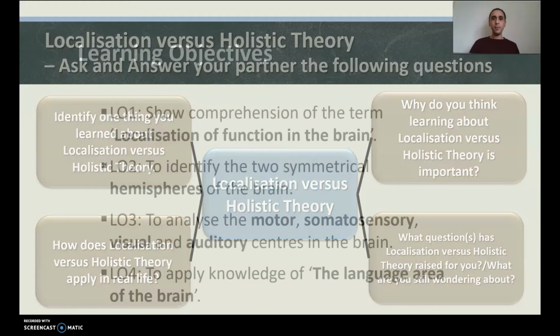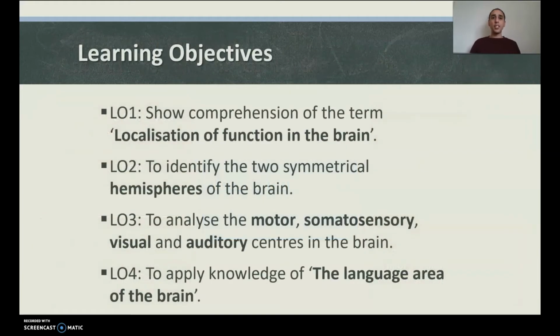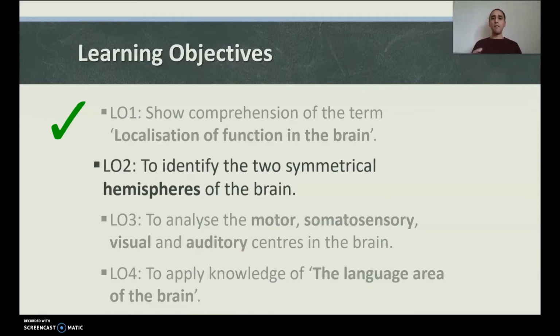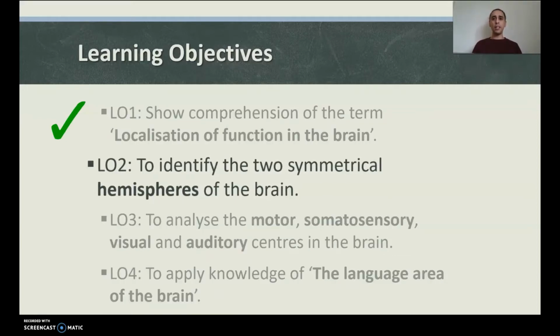Right. So that was localization of function in the brain. Do you feel like we've showed comprehension of the term localization of function in the brain? I feel like we had. Should we tick that off? Let's go. Smashed it. There we go. That's learning objective 1, done. Learning objective 2, to identify the 2 symmetrical hemispheres of the brain. Ooh, what's that going to be about? Let's find out.